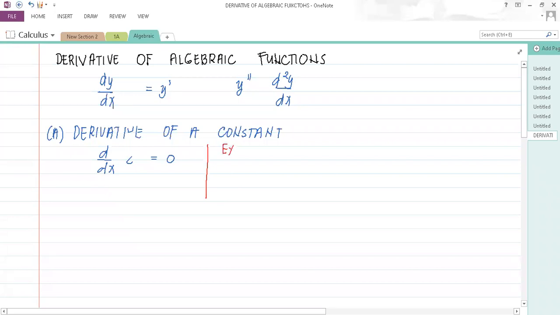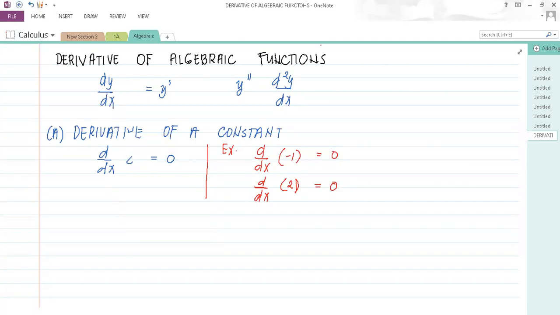So for example, what is the derivative of -1? That is a constant, so this will be equal to 0. What is the derivative of, say, 2? Okay, that is a constant. Walang variable. Constant alone. So this is equal to 0. Kahit 1 million pa yan or 2 million, ang derivative ng constant is always equal to 0.